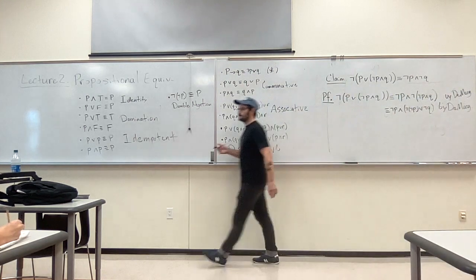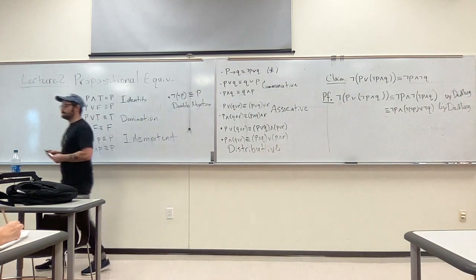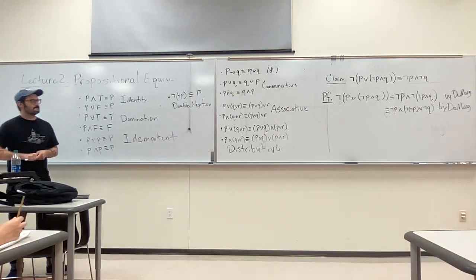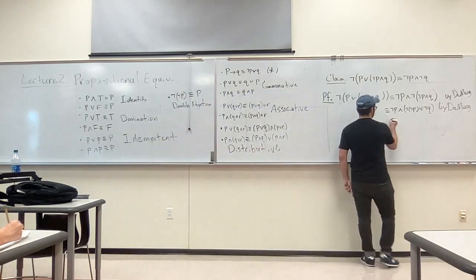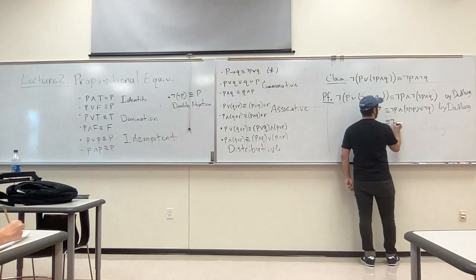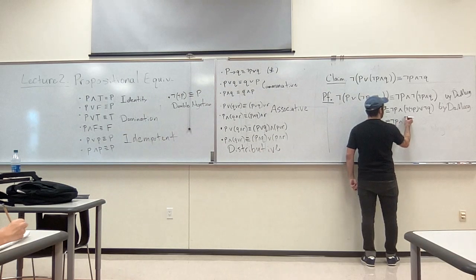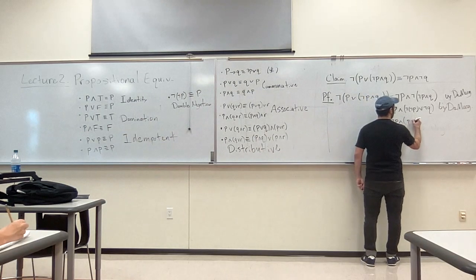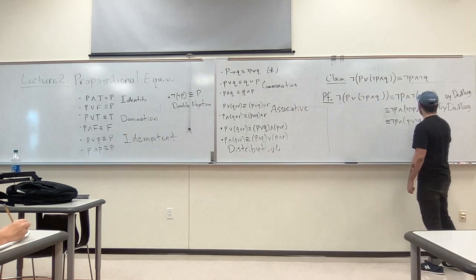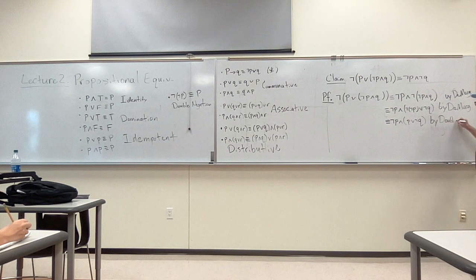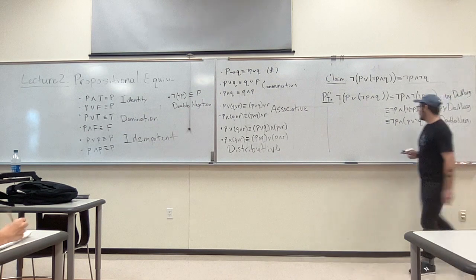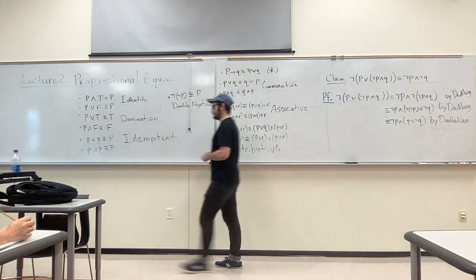So what law do you think I'm going to use next? Double negation. Okay. So now we have not P and P or not Q. And that was by double negation. So now what do you think I'm going to use?